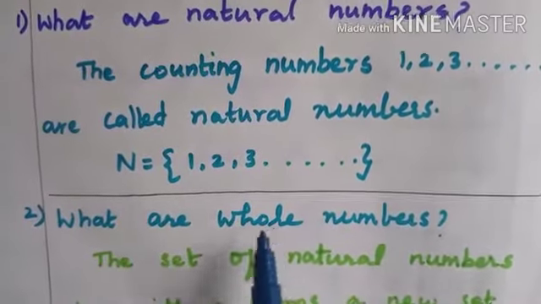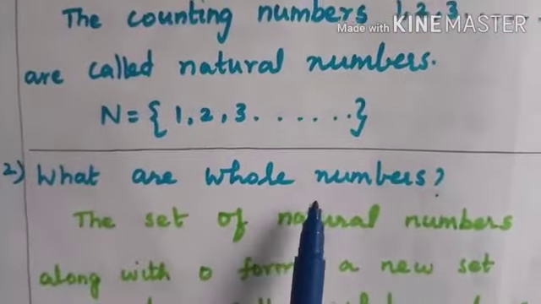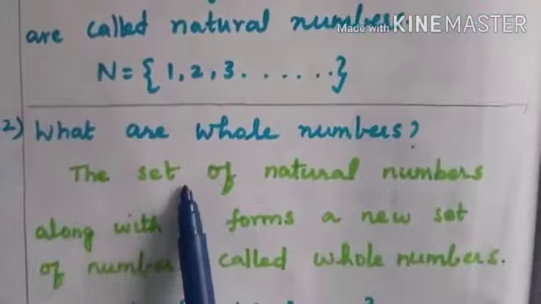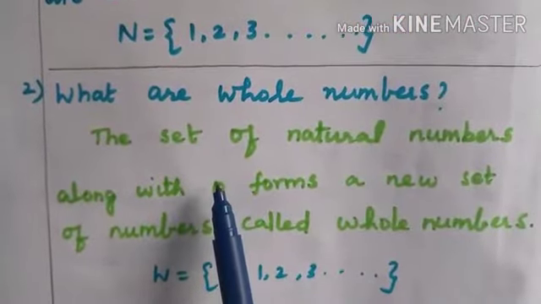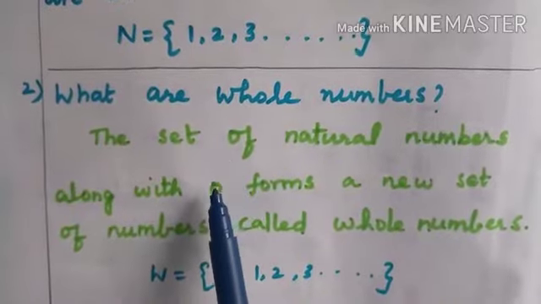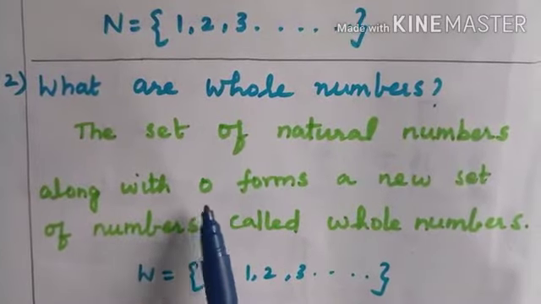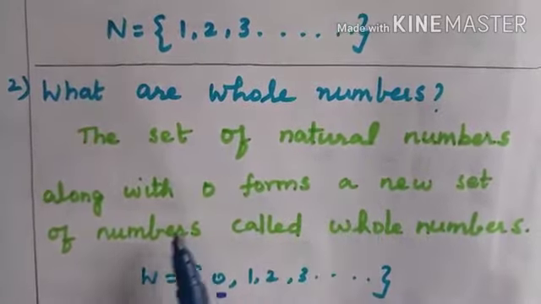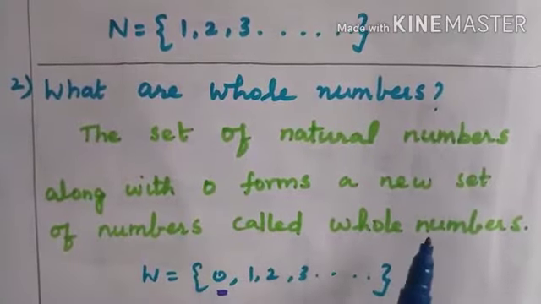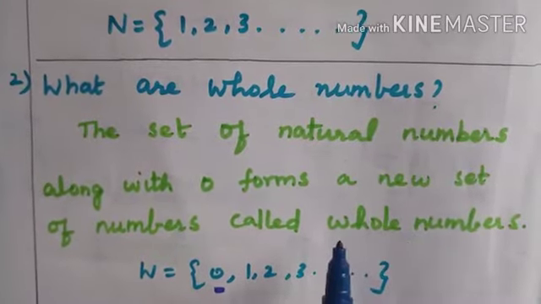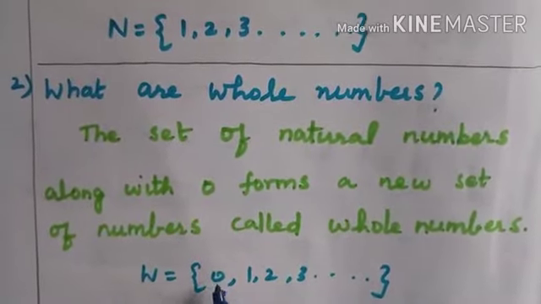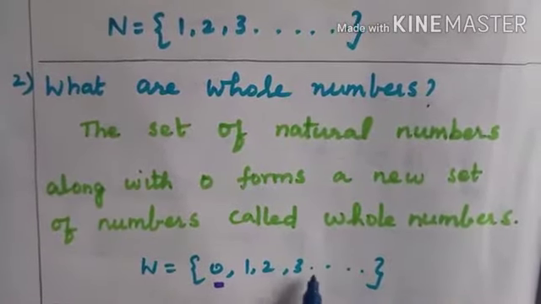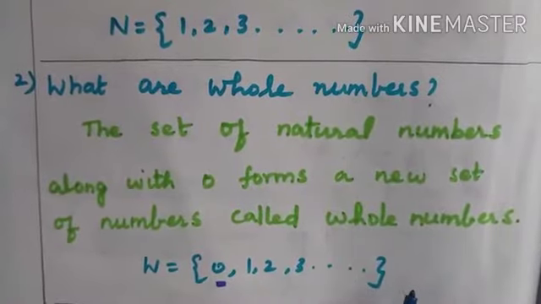The next question: what are whole numbers? Yes, the set of natural numbers along with 0. So, along with the natural numbers, when 0 is included or added, it forms a new set of numbers called whole numbers. And the whole numbers are denoted by the letter W equals 0, 1, 2, 3, etc.